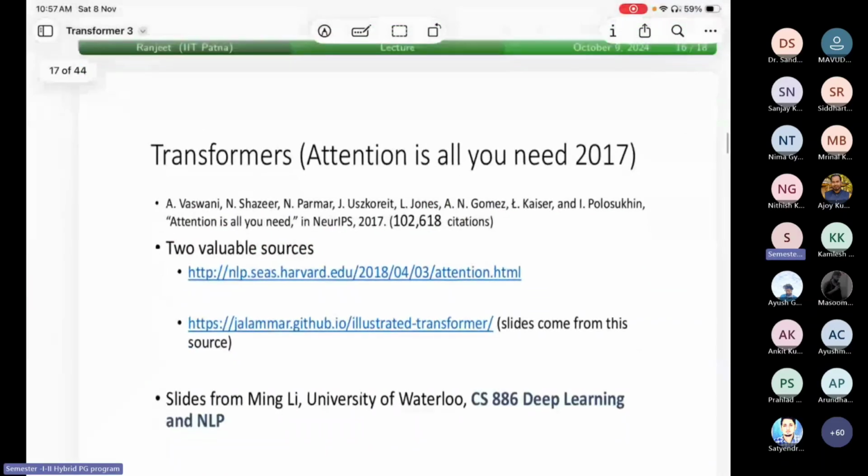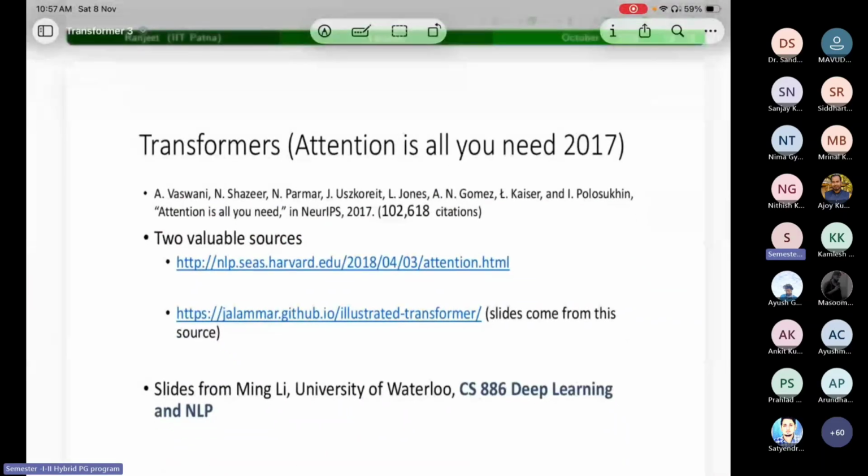Okay, so a lot of resources are there. These are very good resources, like hardware. First, you can also read the paper which came in 2017, and you can see that more than 1 lakh citations are there for this paper.